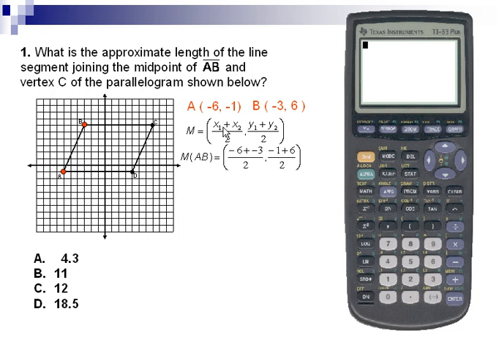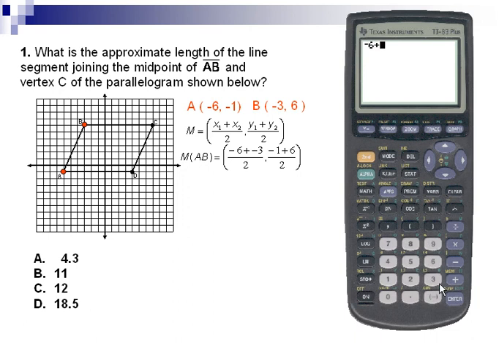In the place of x1, we want to substitute in -6. In the place of x2, we want to substitute in -3. For y1, we want to substitute in -1, and for y2, we want to substitute in +6. Let's use the calculator to simplify the numerators of these fractions.